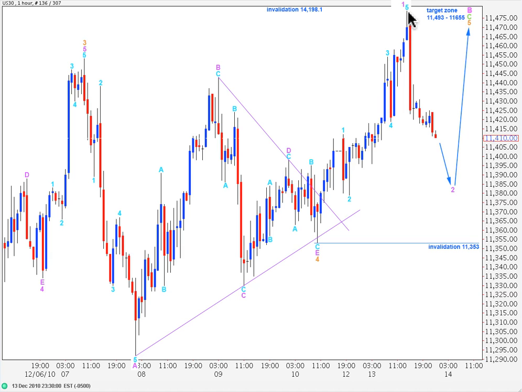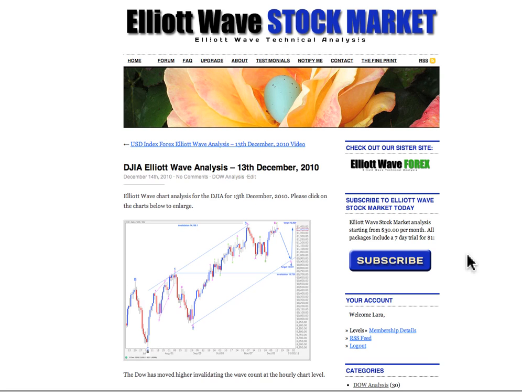So if we see price move above this point, expect it to continue up and end somewhere in this target zone. If we see price move below this point, expect it to continue on down for another couple of weeks or so, and I should have a target calculated for you in that eventuality.